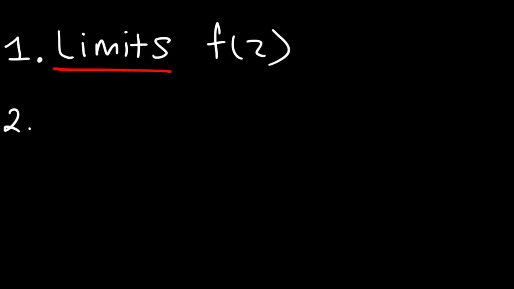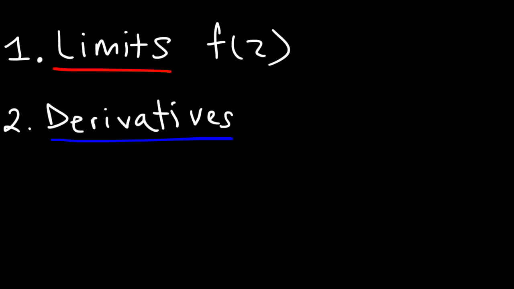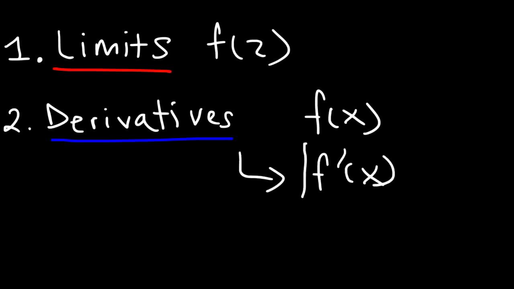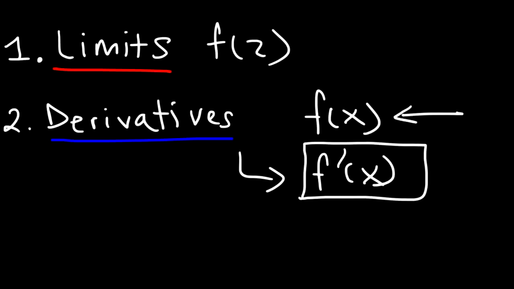Now, the second area of calculus that you want to know is derivatives. So what are derivatives? Well, basically, derivatives are functions that give you the slope of an original function at some value. So let's say if I have some function f of x. The derivative of f of x is known as f prime of x. Now, this function here will tell me the slope of this function at some x value. It will give me the slope of the tangent line. So derivatives are very useful for calculating rates of change.